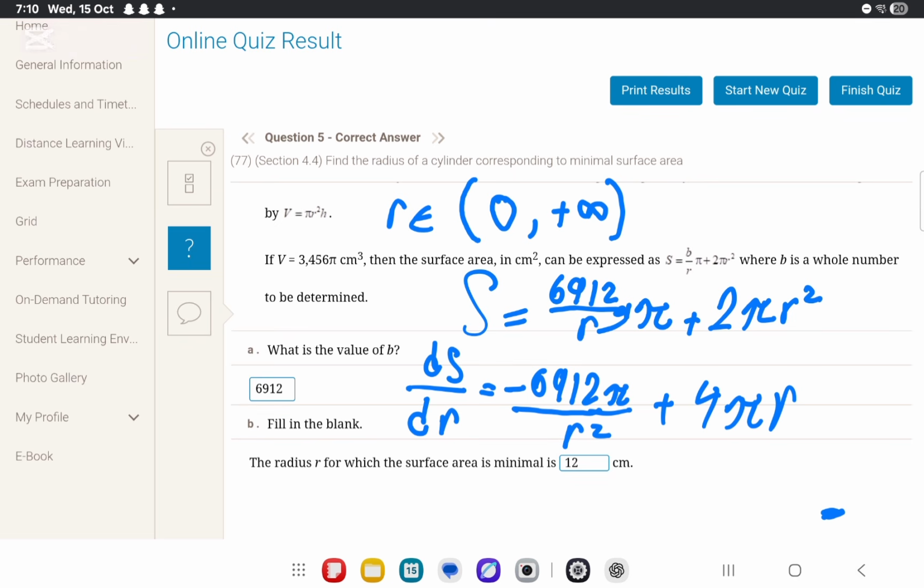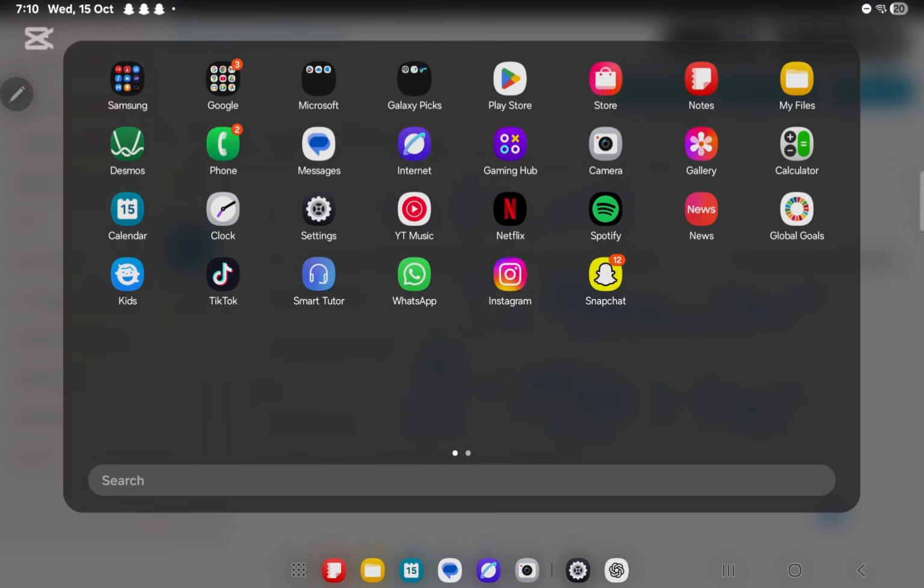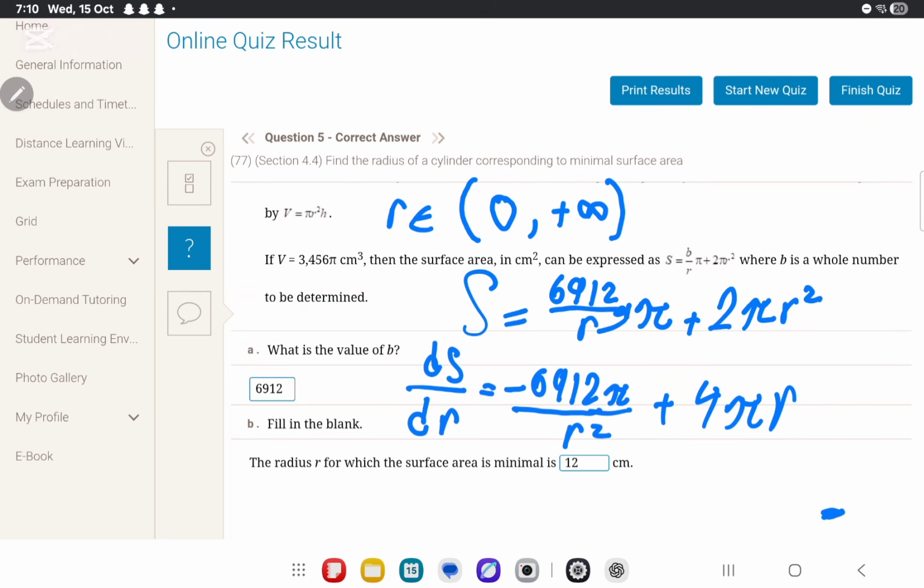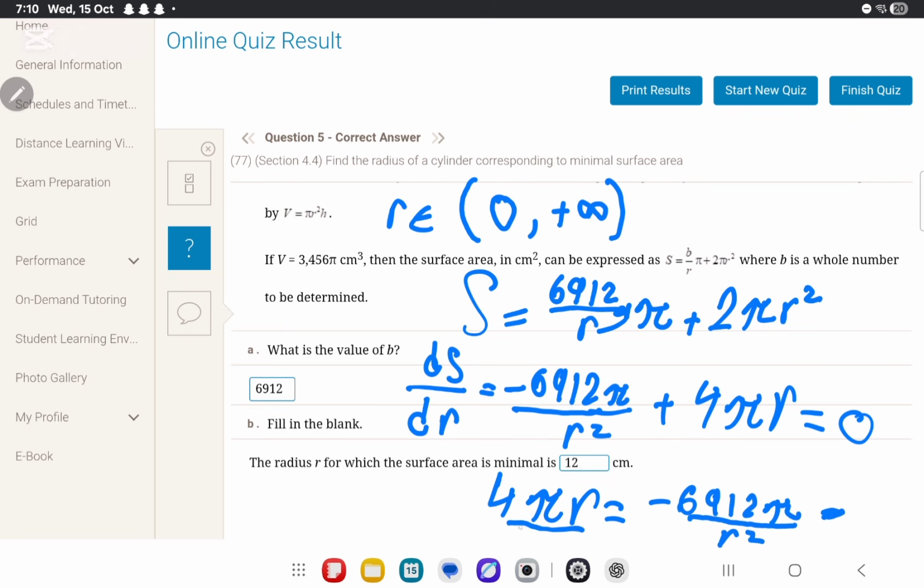Set these two equal to each other. So, for example, this will equal 0, ds by dr is going to equal 0. So take 4 pi r, or take negative 6912 to the other side. 4 pi r is equal to negative 6912 pi over r squared. Set this over to 1 and cross multiply.